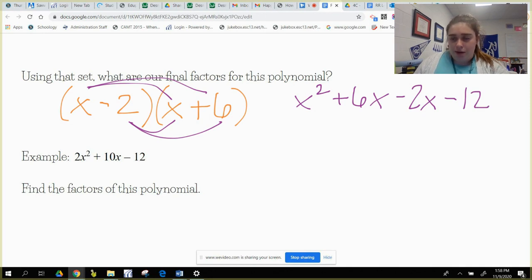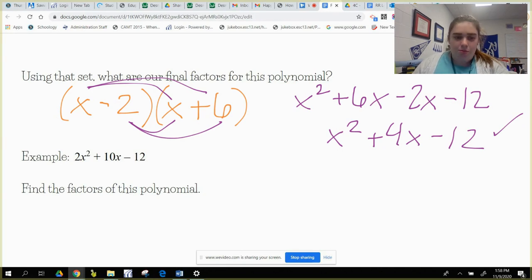Okay, and then we can combine those two inside terms, so we have x squared plus 4x minus 12, and that does match to be our original polynomial. So those are our factors, x minus 2 times x plus 6 for our trinomial that we had, okay?